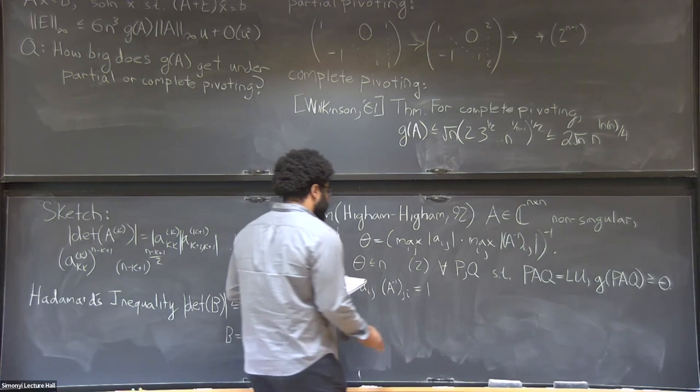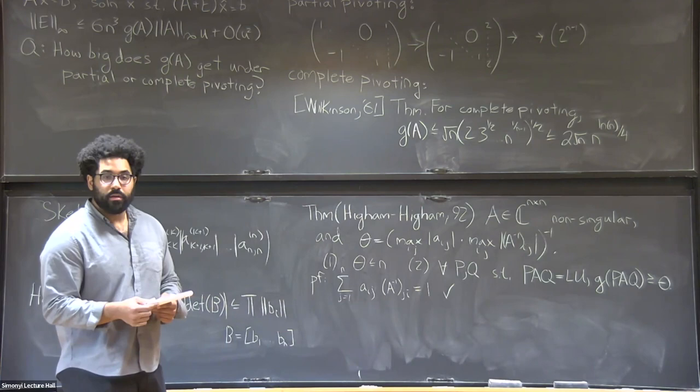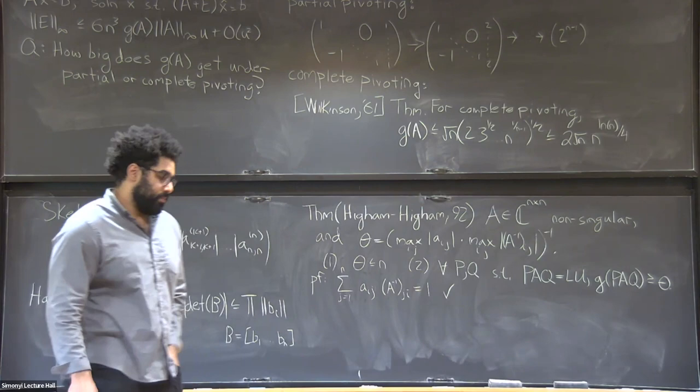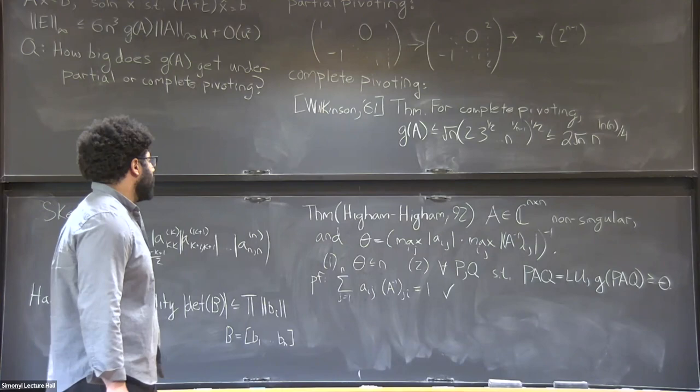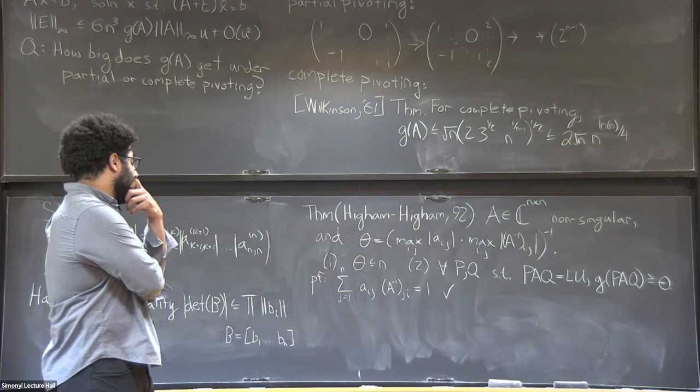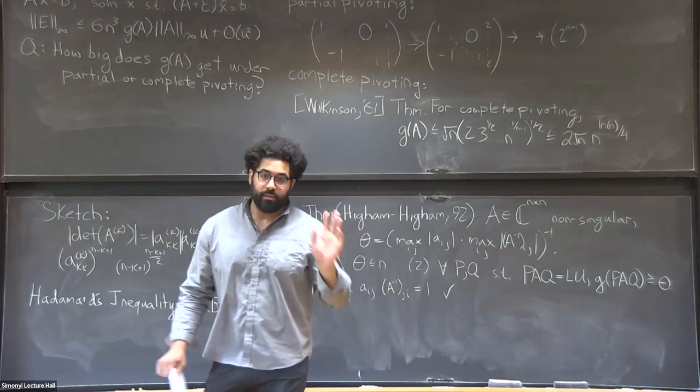The second part is... what happens if I take a sequence of non-singular matrices converging to a singular matrix? You give me a sequence of non-singular matrices tending towards something which is singular. What happens to theta? If you go towards something that's singular, then won't theta go to 0? Because this is going to go to infinity. Yeah.